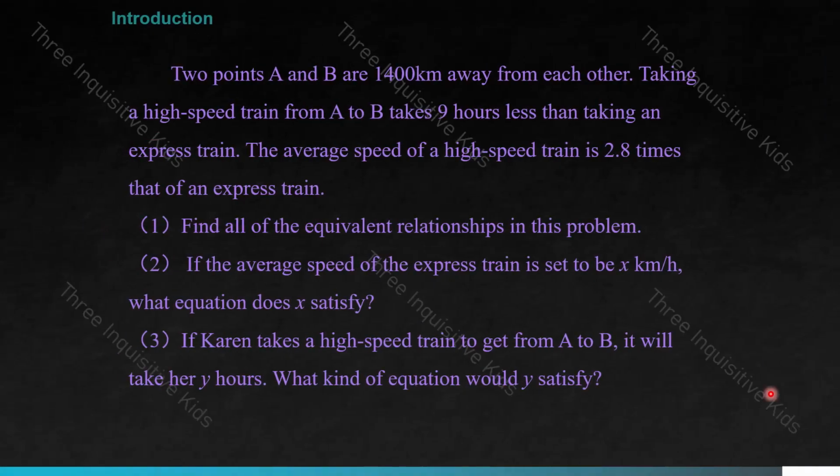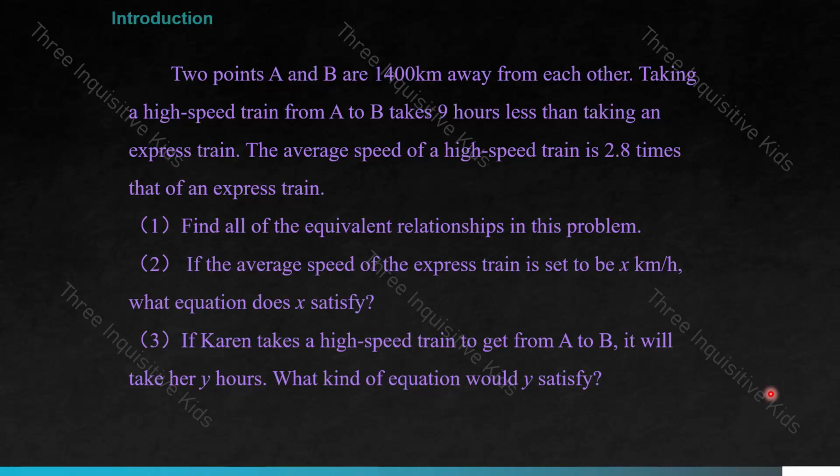So here is our introduction. There's a word problem. 2 points A and B are 1,400 kilometers away from each other. Taking a high-speed train from A to B takes 9 hours less than taking an express train. The average speed of a high-speed train is 2.8 times that of an express train. So you're being asked 3 questions.